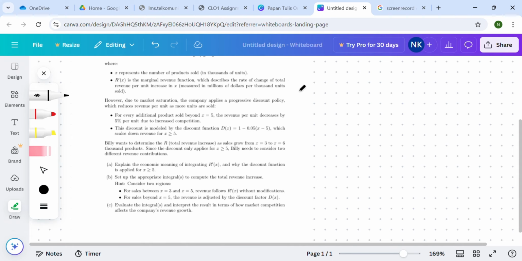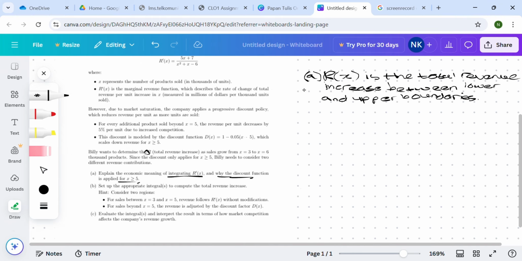Gilly wants to determine the delta R, which is the total revenue increase as sales grow from x = 3 to x = 6,000 products. Since the discount only applies for x ≥ 5, Gilly needs to consider two different revenue contributions. A. Explain the economic meaning of integrating R'(x), and why the discount function is applied for x ≥ 5.